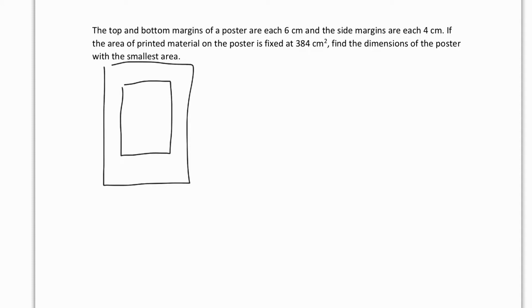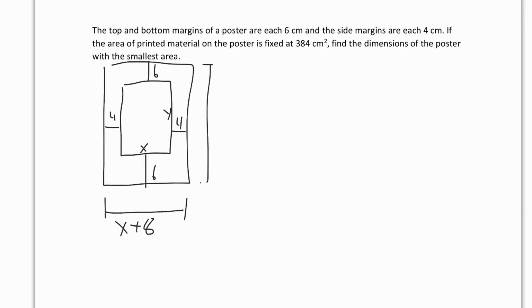with margins. Now, you can set this up either way, but I'm going to call this printed area X and Y. Now, the overall poster is obviously not XY because there are some margins. So there's 6 centimeters on the top and bottom. So this distance here is 6. This is also 6. And this is 4. And this is 4. So if you're looking at the overall width of the poster down here, this overall width is going to be not X, but X plus 8.